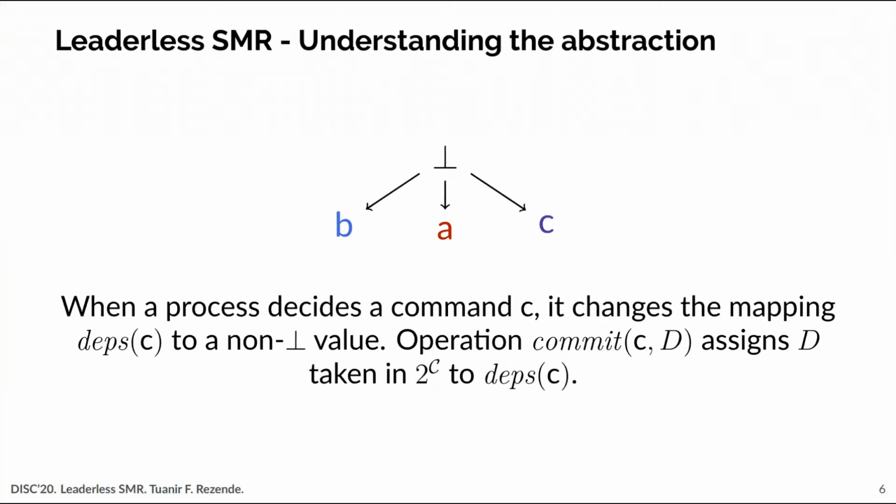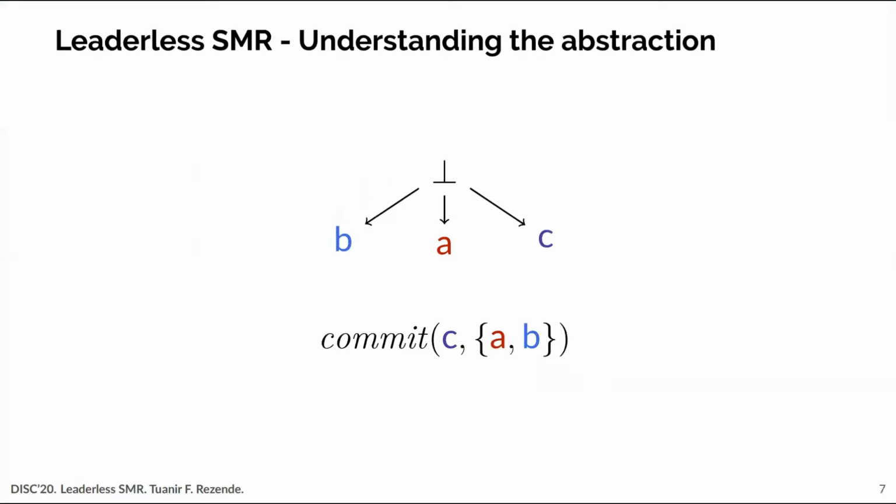When a process decides a command C, it changes the mapping depth of C to a non-bottom value. This is done through the operation commit, which assigns D, taken in the power set of commands, to depth of C. So consider, for example, that the event commit was done. We have that C has its dependencies A and B. So we'll have an arrow from A to C and an arrow from B to C, and C is no longer pending.